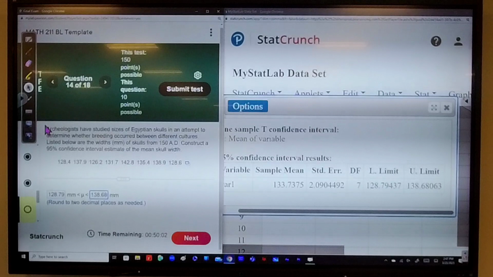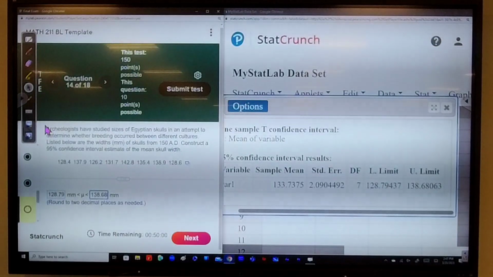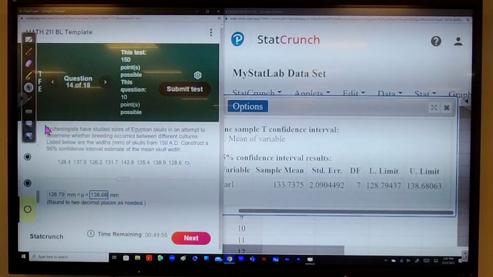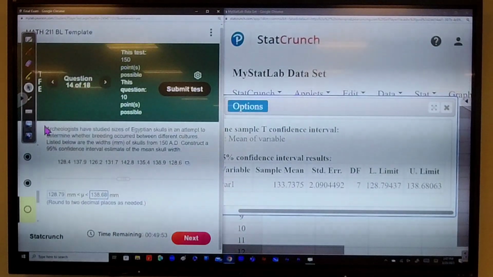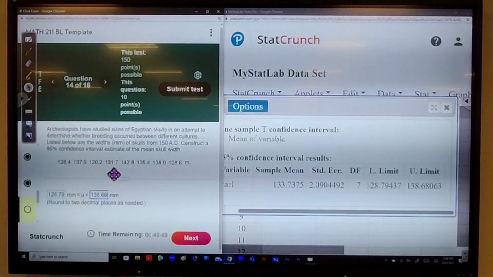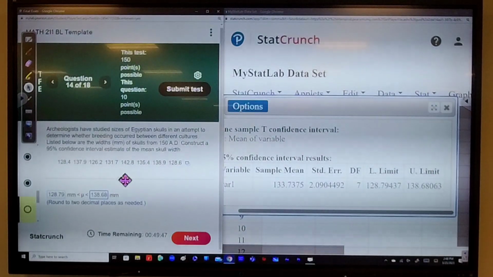Still good? Alexis, did your computer cooperate? I just need to go back to 13 whenever I need something. Okay.